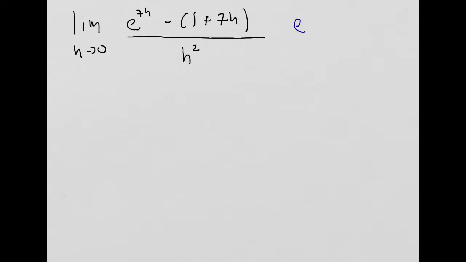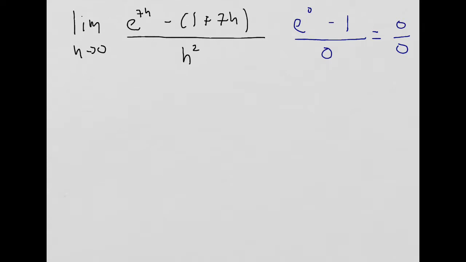What do we end up with? We get e to the 0 power minus 1, all over 0. e to the 0 power is just 1, so we get 1 minus 1, which is 0 over 0. Okay, so this is an indeterminate form, which does allow us to use L'Hopital's rule.